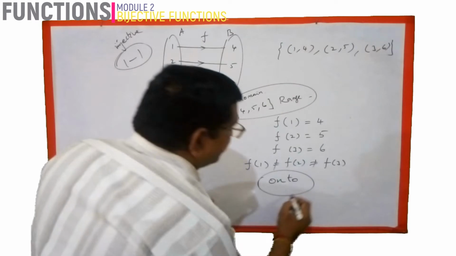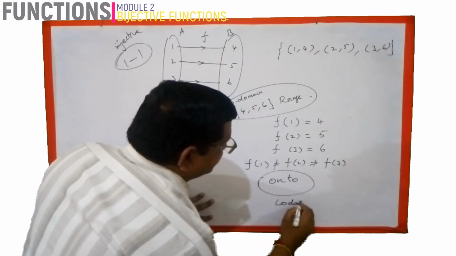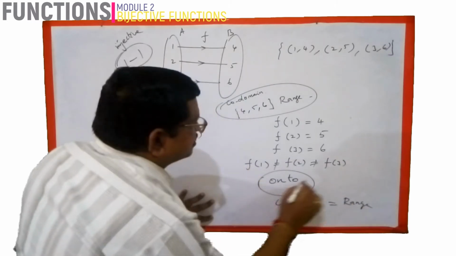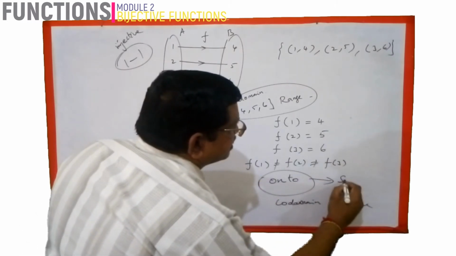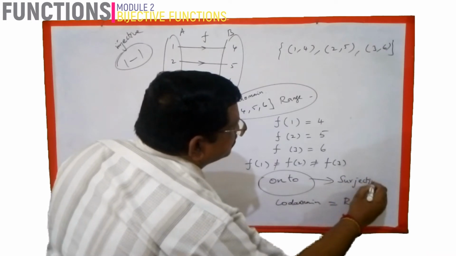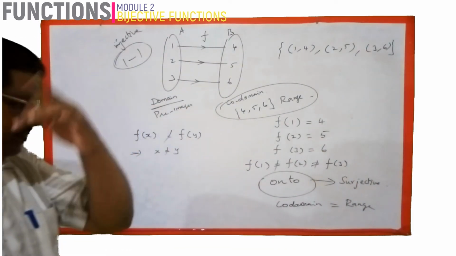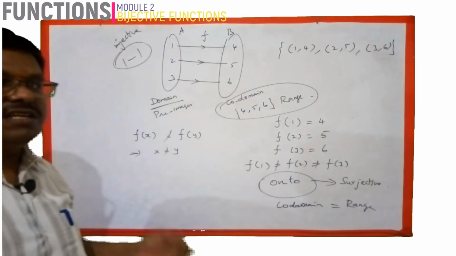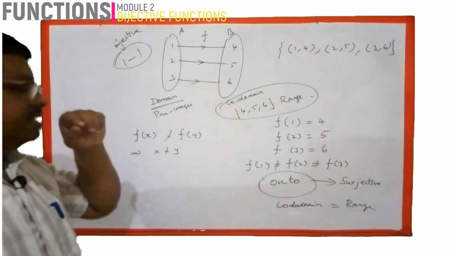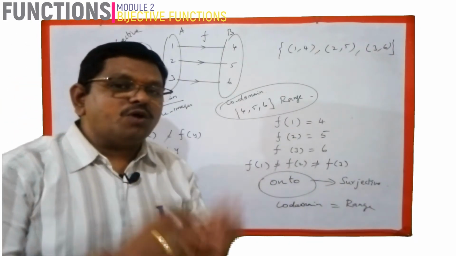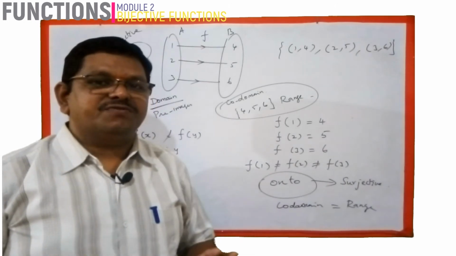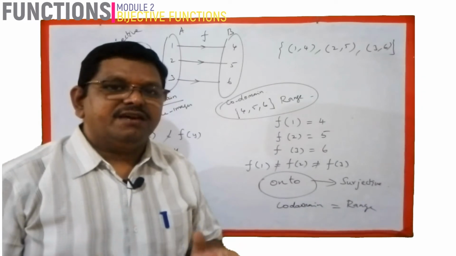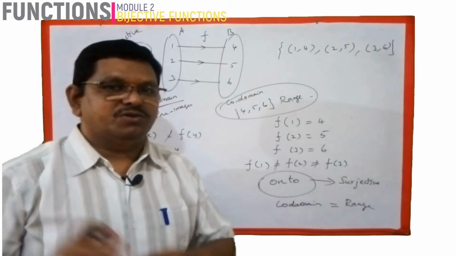So an onto function will be having codomain equal to range. This onto function is also called surjective. Remember, if a function is onto, it is surjective. If a function is 1-1, it is injective. If a function is both 1-1 and onto, then we can call this function by the name bijective function. So what is a bijective function? A function which is 1-1 and onto.